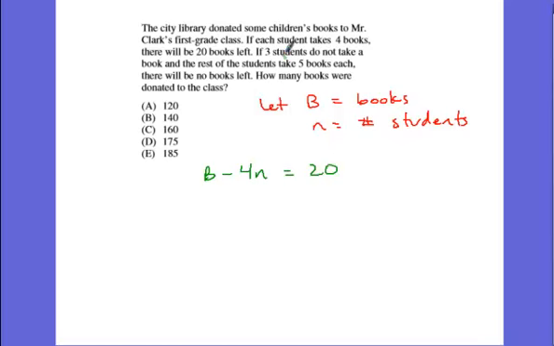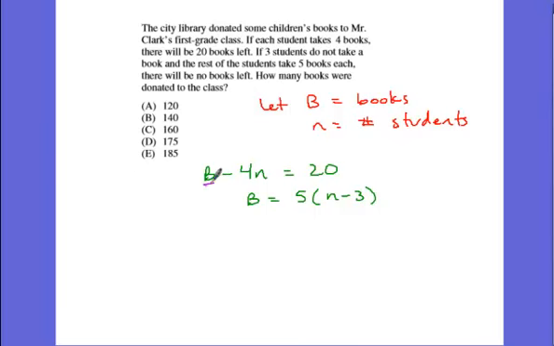And I take my second sentence here. If 3 students do not take a book and the rest take 5, now there will be no books left. So the total number of books is going to be equal to, if each student takes 5, again, not each student, but each minus 3, so n minus 3, all but 3 students take 5, then that's going to be equal to the total number of books. So here are my 2 equations, and now it's just a matter of combining these.